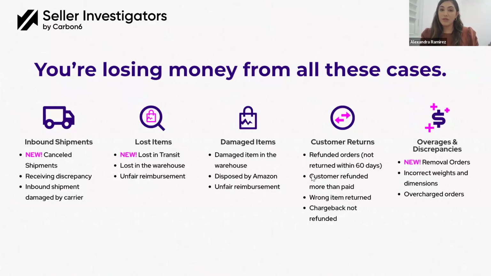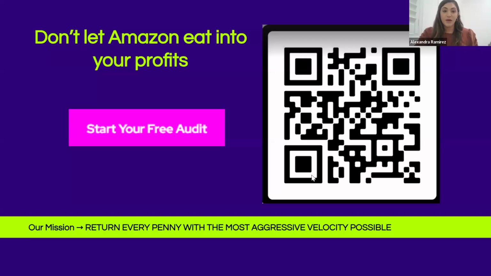One more thing that we do that stands apart from the competition is clawback coverage. So we all know Amazon sometimes comes back and claws back money that they have actually reimbursed you. We will actually return that money to you as well. That's one of the things that some of our competitors don't do that we do.